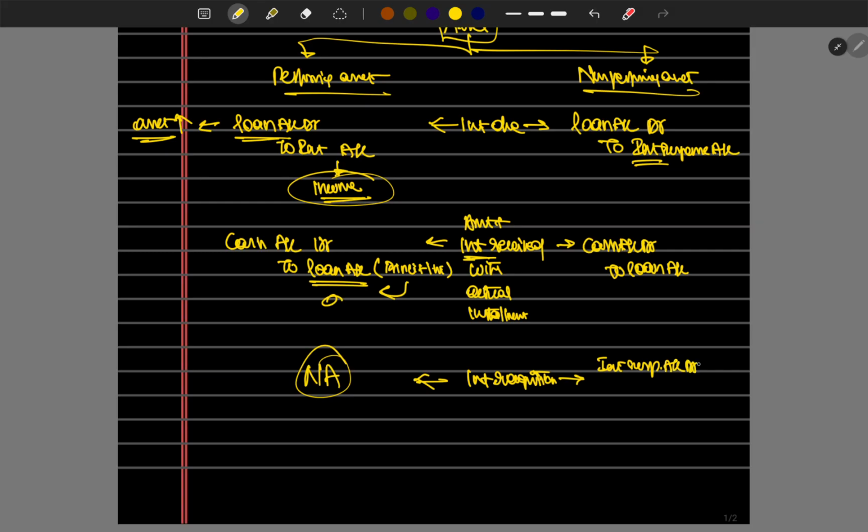Whatever we have transferred to the interest suspense account, debit to interest received. If they have paid the full amount, then this is the entry. If they have not paid any amount, we have to reverse the loan account.